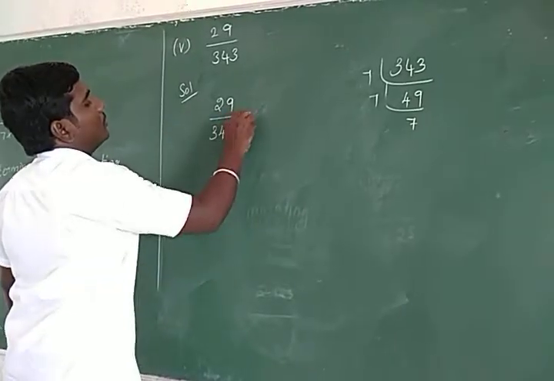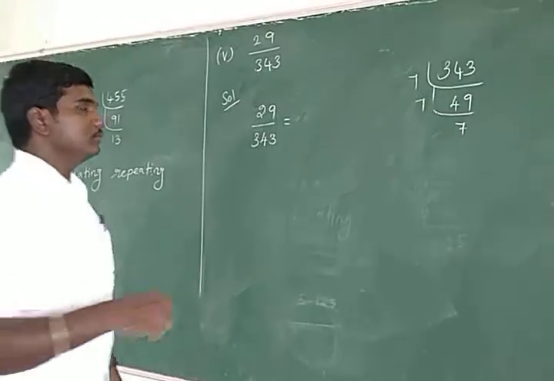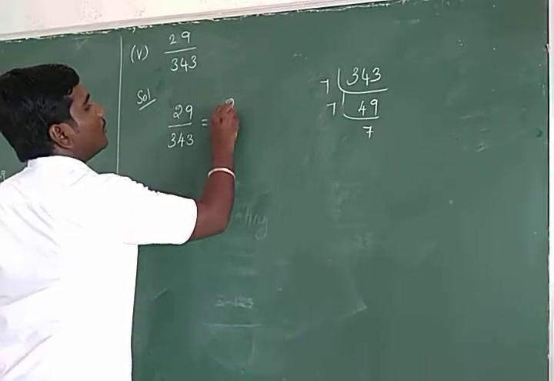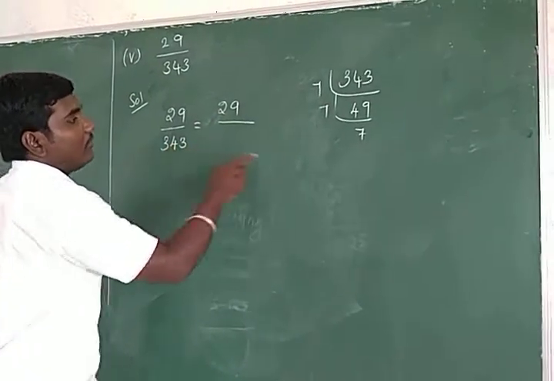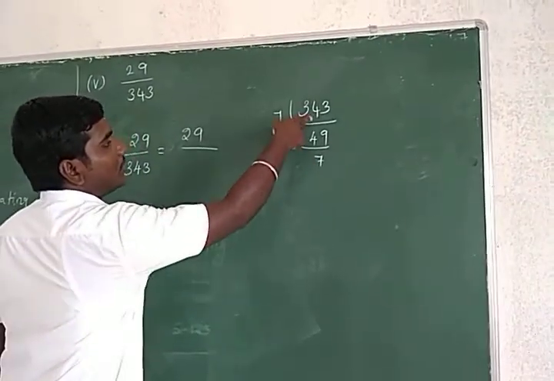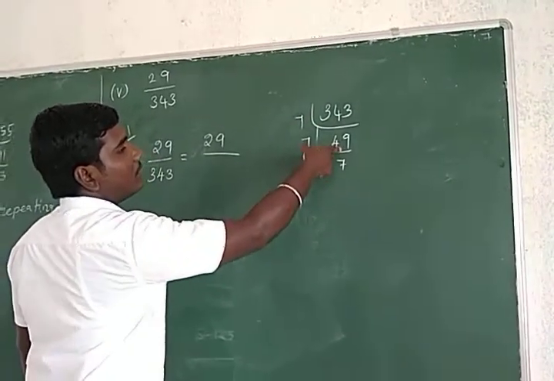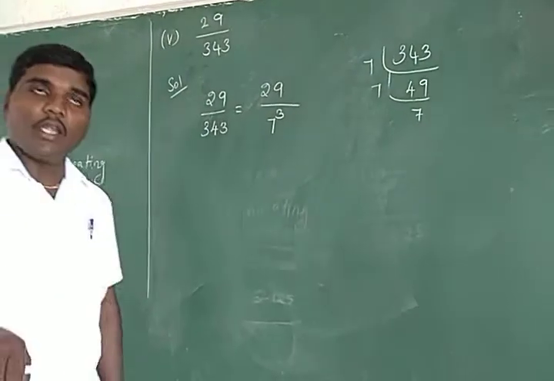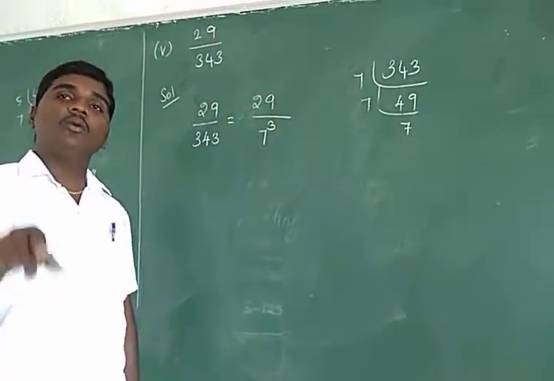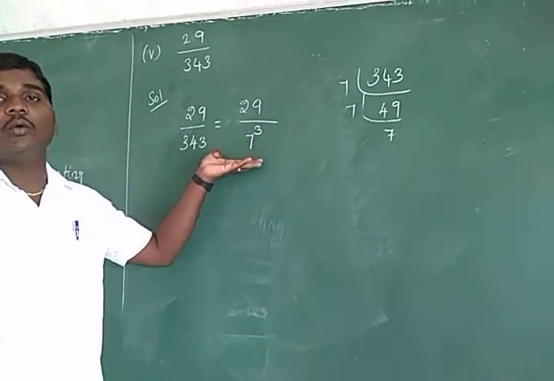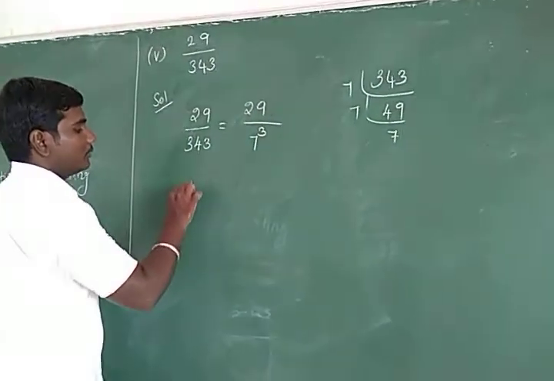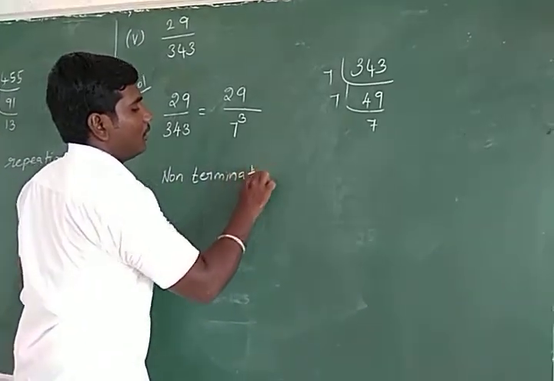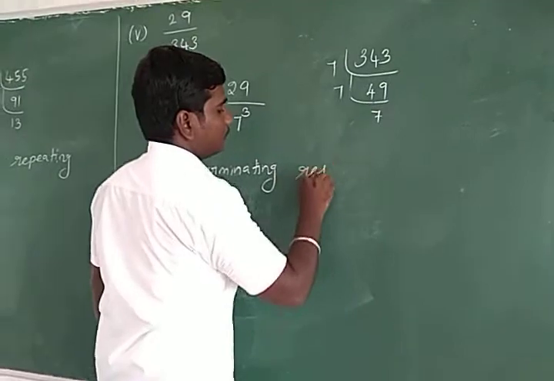Next, 29 by 343. 29 is a prime number. We cannot factor it, so keep it the same. 343 we can write as 7 into 7 into 7: 343 divided by 7 is 49, 49 divided by 7 is 7. So 7 power 3. For terminating we need 2 or 5 or both, but here the factor is other than 2 and 5, so it is not terminating. Non-terminating repeating.